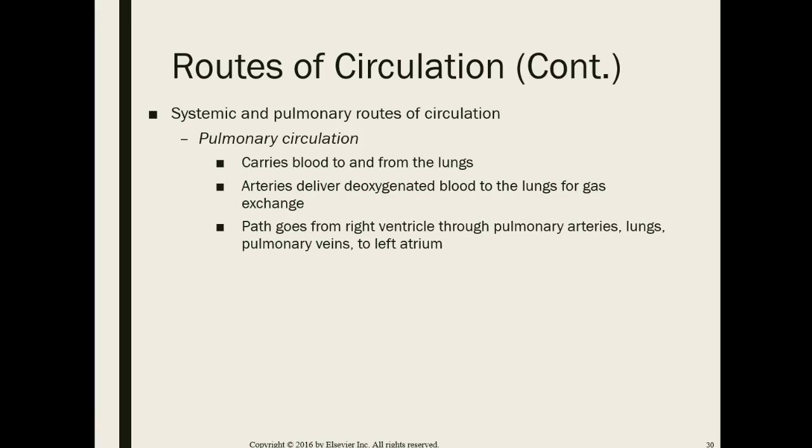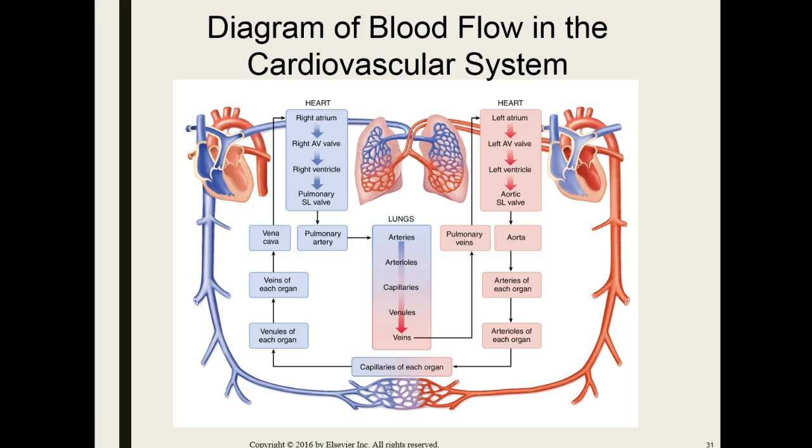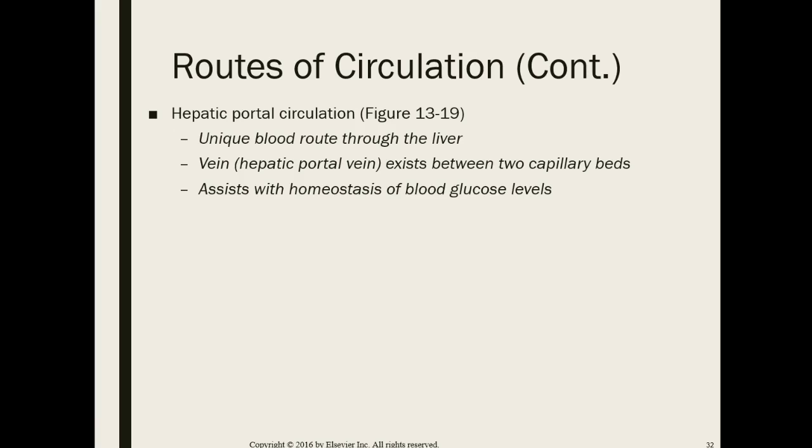In pulmonary circulation, we're carrying blood to and from the lungs. So this is to gain oxygen and get rid of carbon dioxide. So this is going to go from the right ventricle through the pulmonary semilunar valve into the pulmonary artery to the lungs, and then through the pulmonary veins to the left atrium. So this just kind of shows the flow of the blood throughout both the systemic and pulmonary circulation.